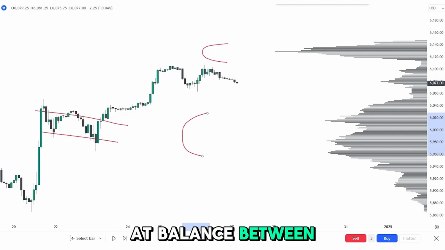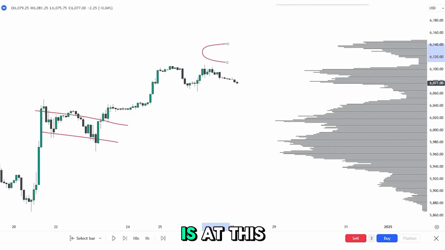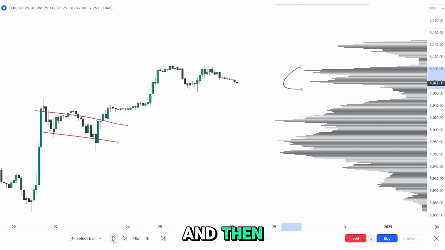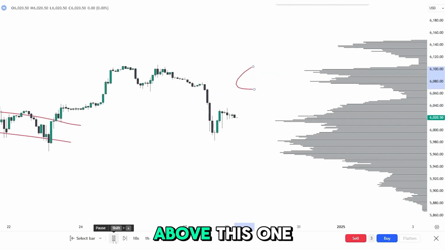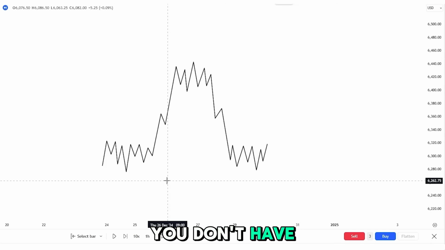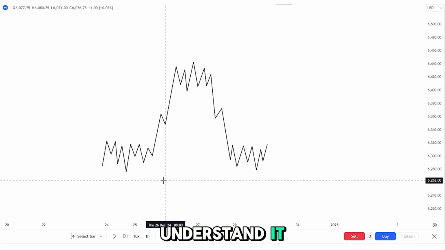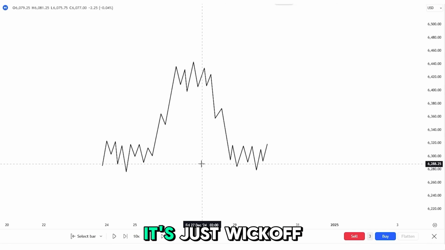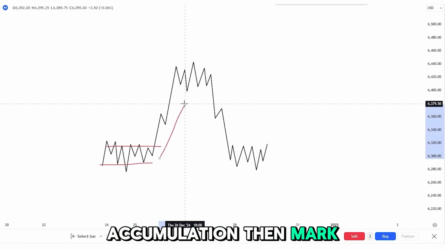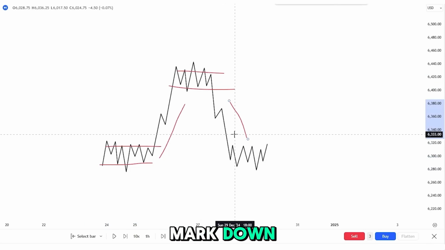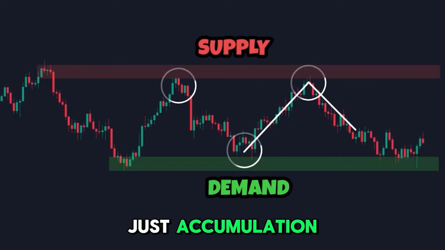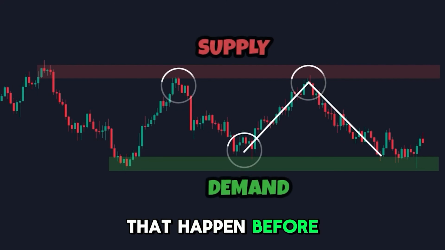Now we're back at balance between buyers and sellers. Once the price is at this high volume level, it'll keep trading sideways until one side breaks out. And then it'll move either to the next high volume level above this one, or back to the level it came from. And that's how the market moves. You don't have to know why it moves this way or try to understand it, as long as you know this is how it moves. It's just Wyckoff distribution, which I'm sure you've seen before. Accumulation, then markup, then distribution, then markdown, and then the cycle repeats. So supply and demand levels are really just accumulation and distribution zones that happen before the large moves.